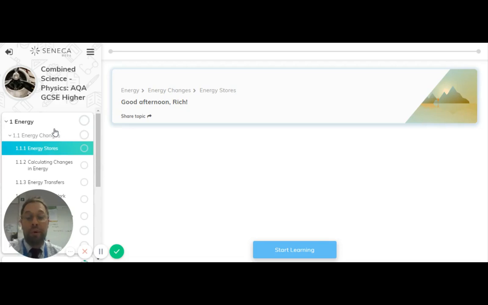And I'm looking at the very first part of the very first topic. So this is the energy changes and energy stores topic, which makes up part of paper 1 in your GCSE exam. So I'm going to start learning now and see what we get here.